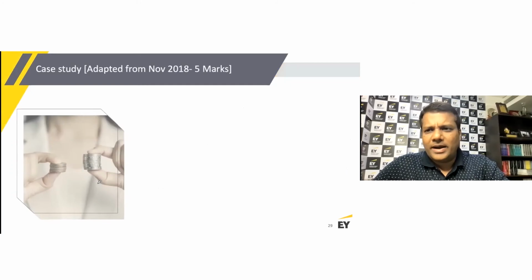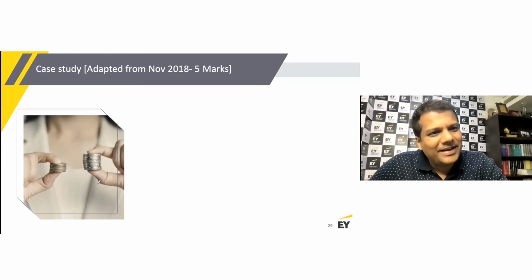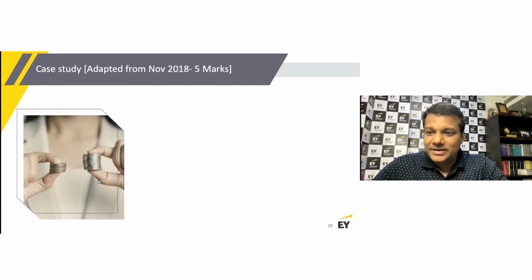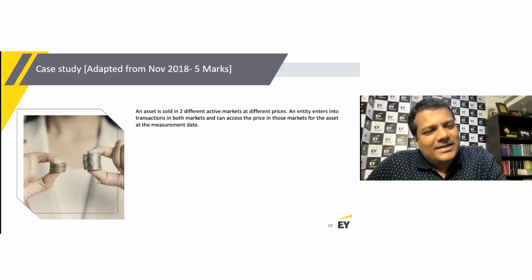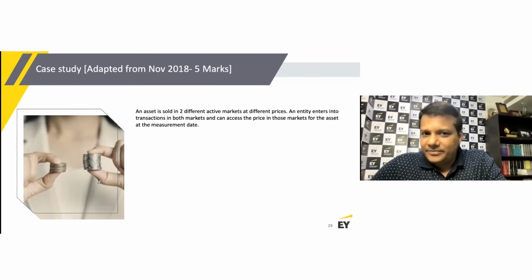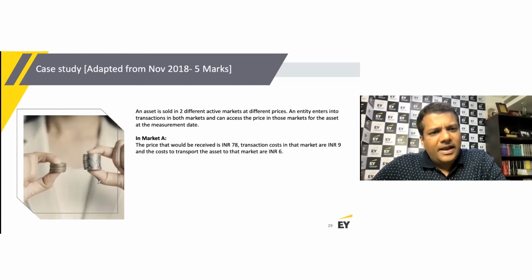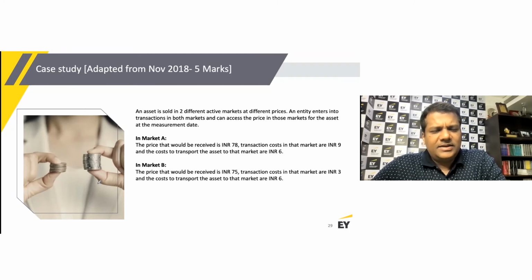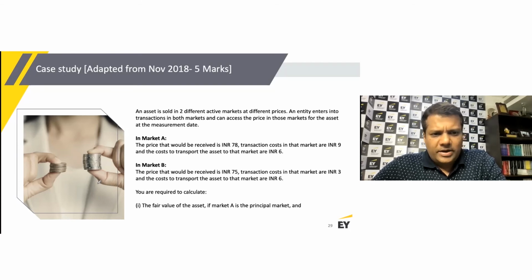Awesome. I'm now going to look at another case study, and surprise, this was verbatim what was in the previous example, which was adapted from November 2018, but this was only for 5 marks. An asset is sold in two different active markets at different prices. An entity enters into transactions in both markets and can access the price in those markets for the asset at the measurement date. In market A, the price that will be received is INR 78, the transaction cost is INR 9, and the cost to transport is INR 6. In market B, it is 75, the transaction cost is 3, and the transportation cost is 6. You are required to calculate the fair value of the asset.